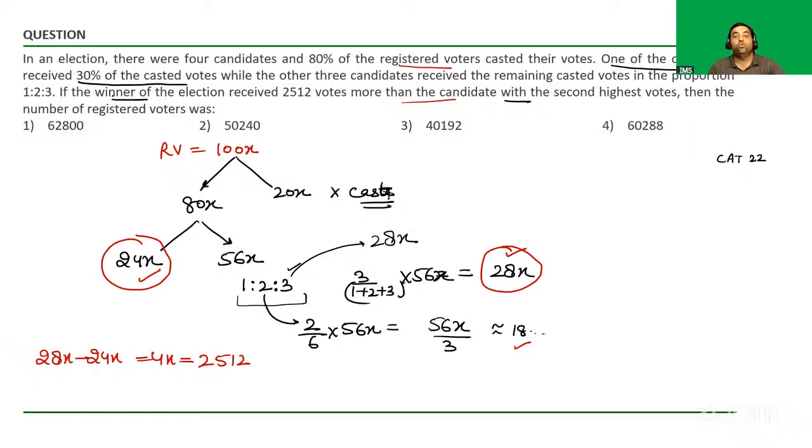Now, if it is 2512, I'll be able to calculate the value of x. So x will be 2512 upon 4, which is: 4 sixes are 24, 4 twos are 8, and then 4 eights are 32. So the value of x comes out to be 628. My question asks for the total number of registered voters, which was 100x. And hence I can straight away say the value is option number 1, which is the correct answer to this.